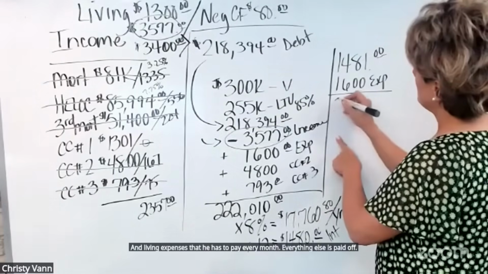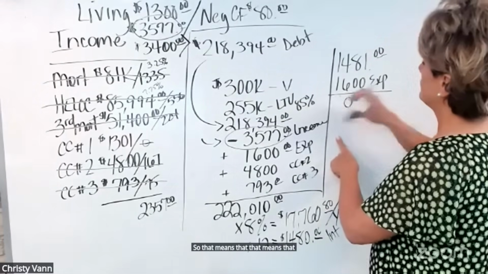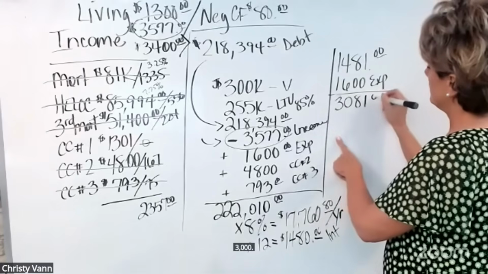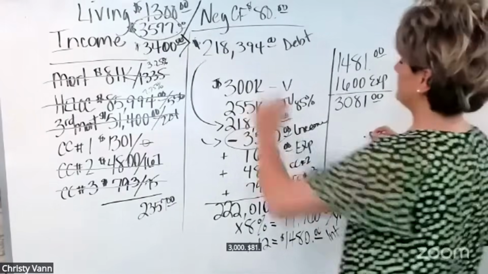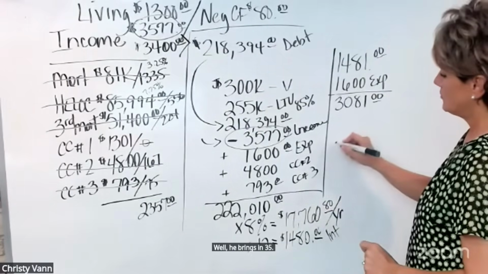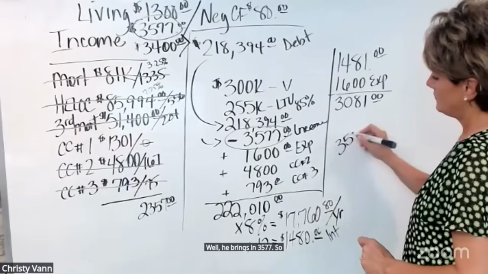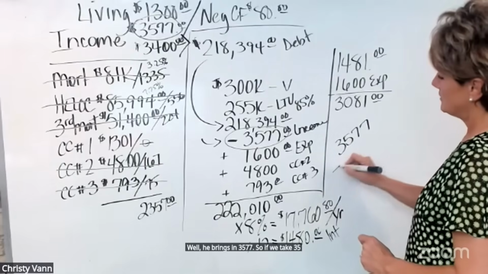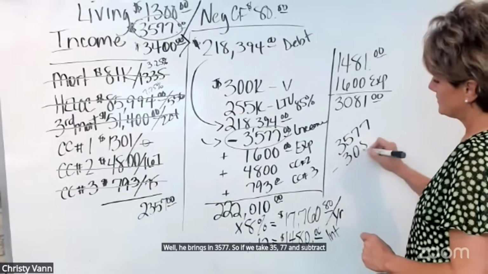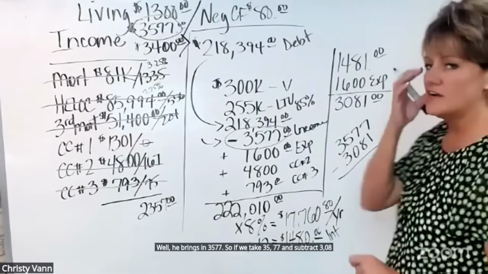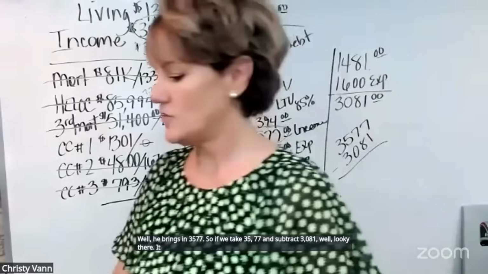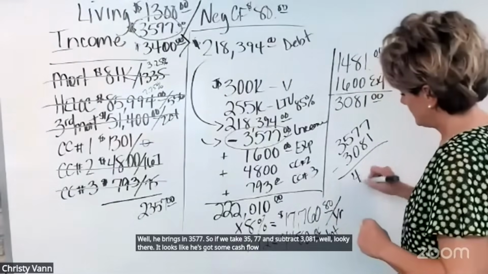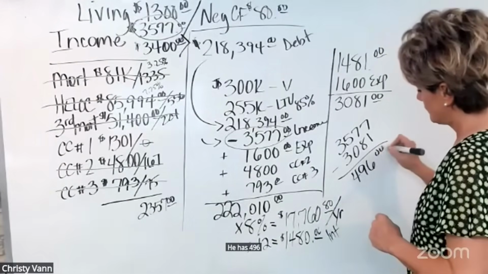So that means that, $3,081. Well, he brings in $3,577. So if we take $3,577 and subtract $3,081, well, looky there. It looks like he's got some cash flow. He has $496 in cash flow now.